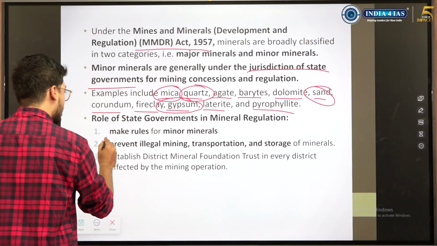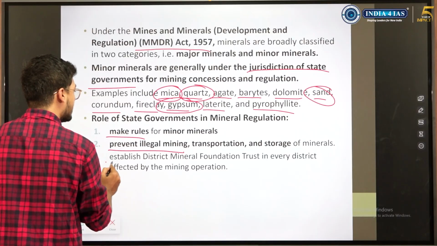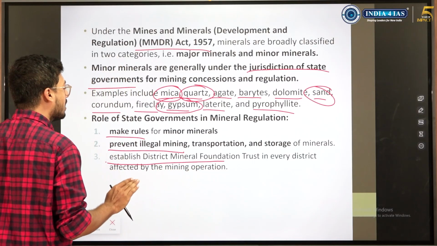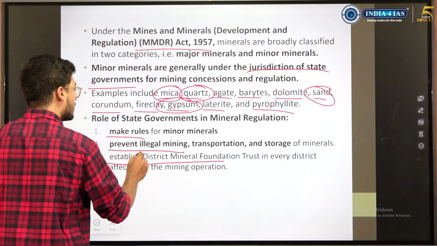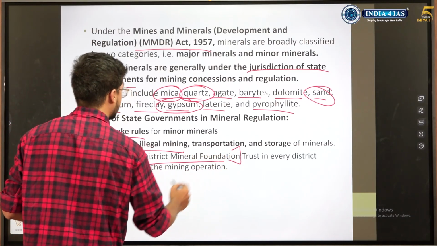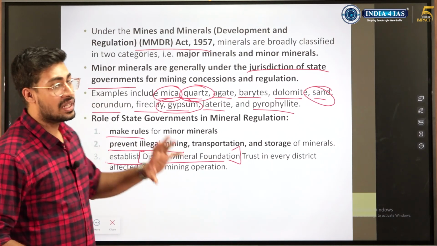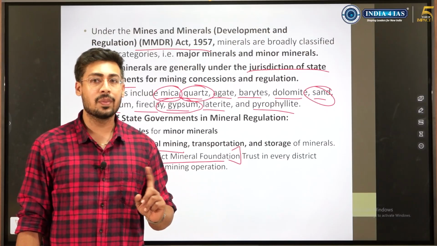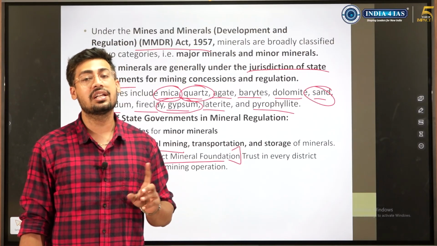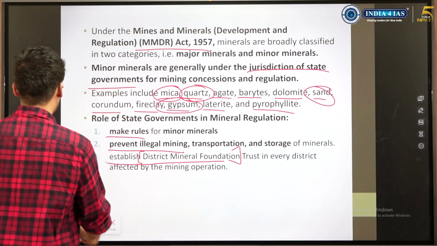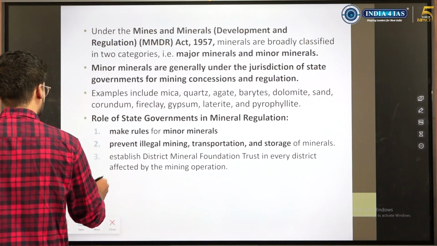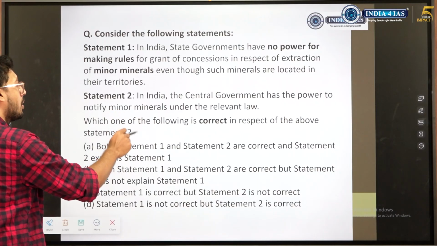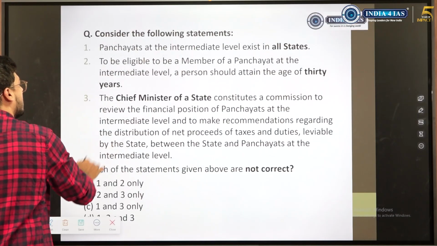So state government can make rules, it can prevent illegal mining, it can establish district mineral foundation. Mining ಮಾಡಿದಾಗ there will be certain sections of people who will be affected, and those people will be taken care of by the district mineral foundation which is appointed by the state government itself. But ya mineral major mineral agate, ya mineral minor mineral agate, that is governed by the MMDR Act, and the MMDR Act is formulated by whom? Parliament. So that is why previous statement alli in India central government has the power to notify minor minerals under relevant law. This is why they have given this statement.